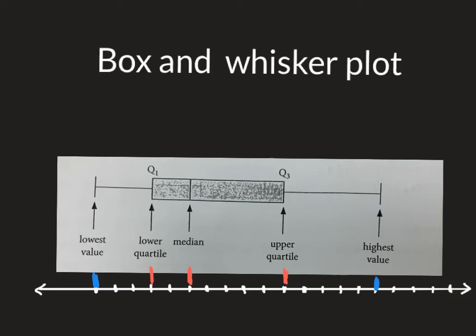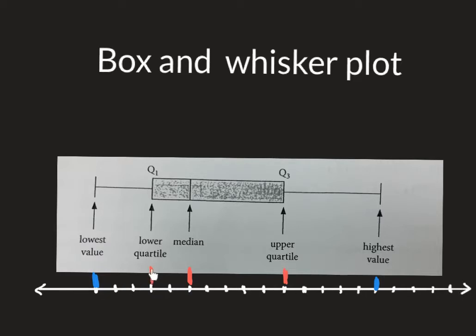Bismillah. In this video we will explain how to draw a box and whisker plot. To draw a box and whisker plot, you should know 5 values: the lowest value, the highest value, the median for the values, the lower quartile and the upper quartile, and then draw a number line.